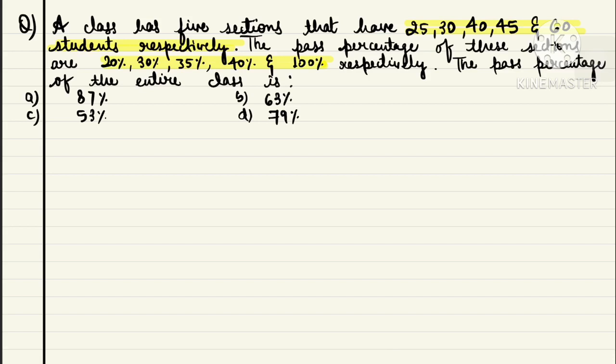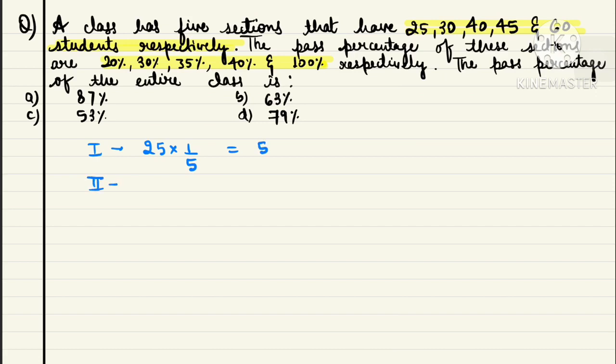So we'll deal with every section separately. In the first section we have 25 students, and the pass percentage is 20%. So we will find the number of students who pass in the first section. 25 into 20%, which is 1 by 5, will give 5 students.